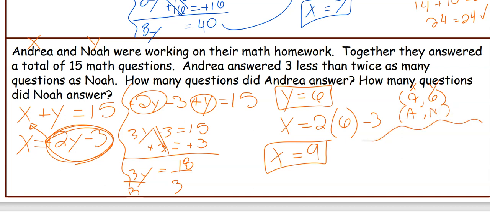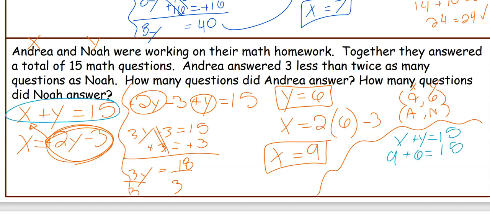Let's see if that works. So we'll check our work now, make sure our numbers are legit. I'm going to take the equation that has the x and the y on both sides. It says x plus y should equal 15, which means 9 plus 6 should equal 15. What does 9 plus 6 equal? 15. So 15 equals 15, which means it is true, and our answers are thus correct.